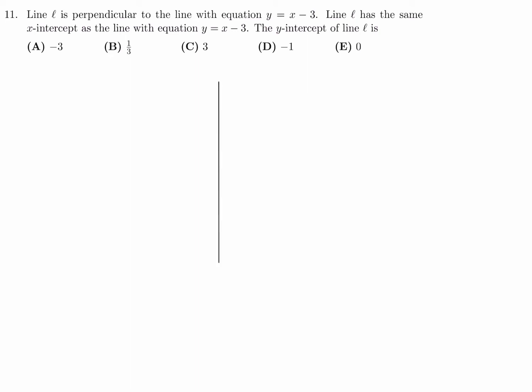Let's draw a quick diagram here to illustrate this. And I think we can plot that pretty quickly. In this equation, when x is 0, y is minus 3. When x is 3, y is 0. So that is the line right there. So something like that.